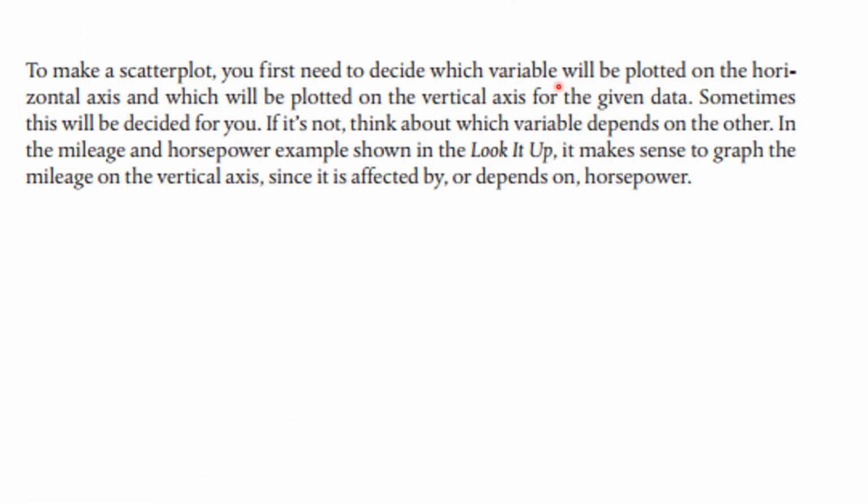To make a scatter plot, you need to decide which variable will be plotted on the horizontal axis and which will be plotted on the vertical axis for the given data. Sometimes this will be decided for you, but otherwise you can think about which one makes sense. And in this one, it made sense to graph the mileage on the vertical axis since it is affected by or depends on horsepower.